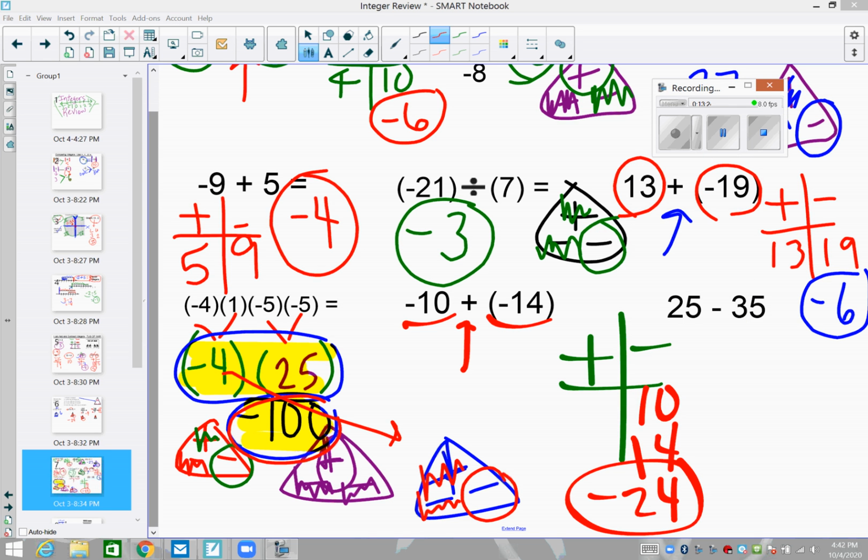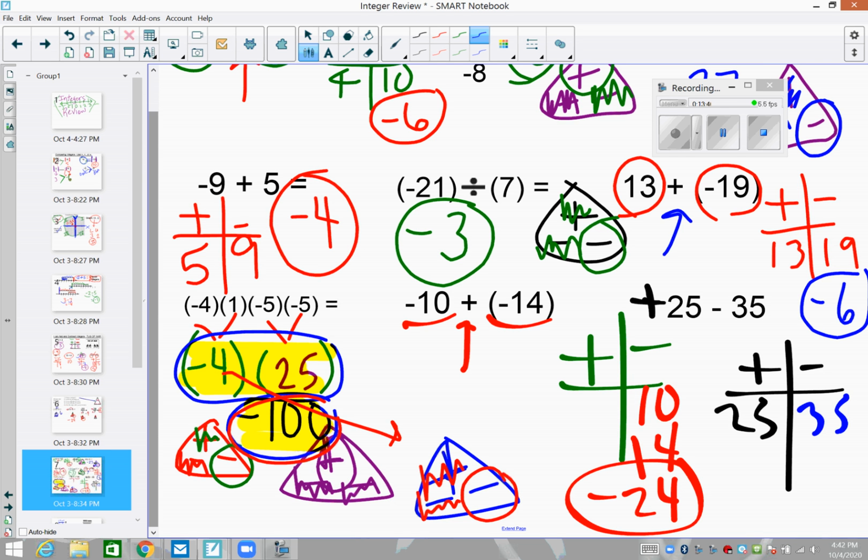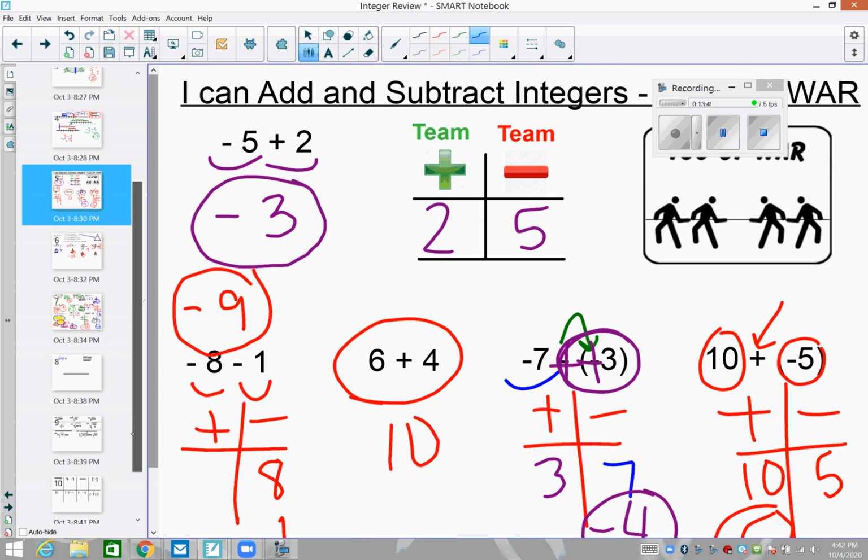And last problem on this page using all 4 operations. Let's tug of war this, see what happens. This first number is a positive because we don't see a sign. So we have a positive 25. Cool, cool, cool. And we have a negative 35. Who's stronger? Negative. How many extra players? 10. Result of that is negative 10. Boom. Nice work. All right, so let's go to the next skill.